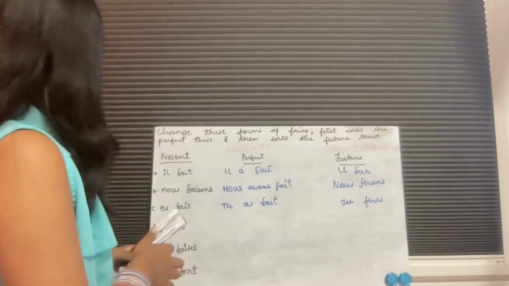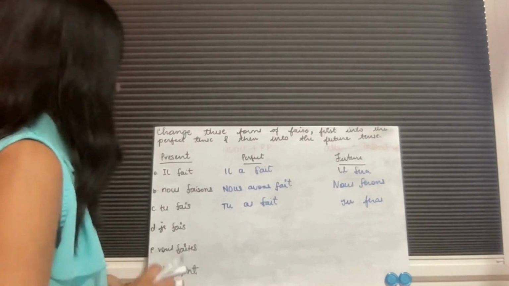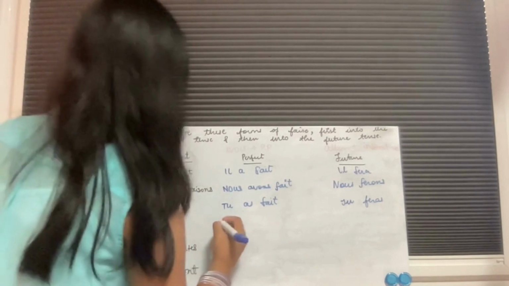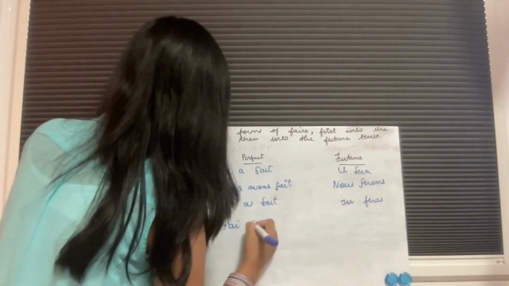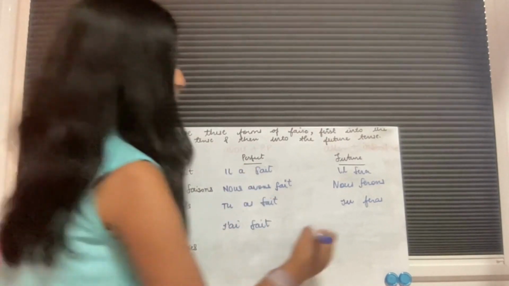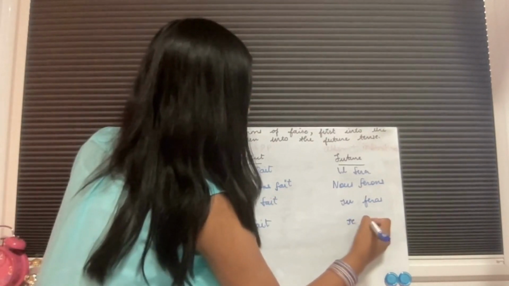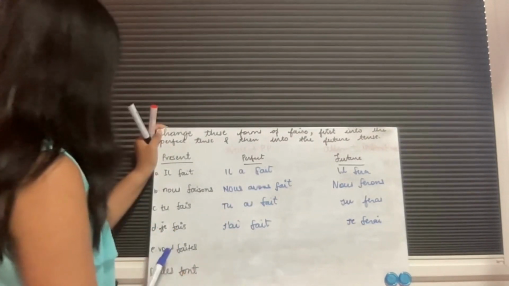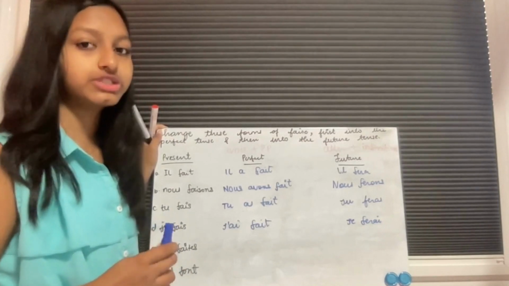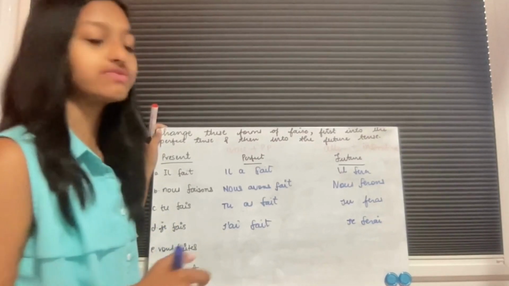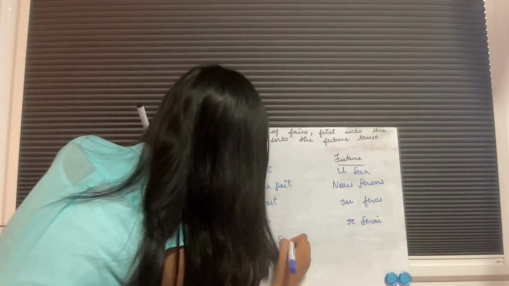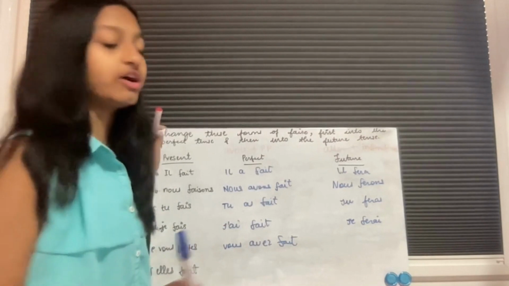Yeah? Then we have je fais. So je, the avoir conjugation for je is j'ai. So j'ai fait. Okay? And then if I go to future tense, that will be je ferai. Okay, then we have vous faites. So vous, the avoir conjugation is vous avez. So vous avez fait, and now if I change it to future, that will be vous ferez.